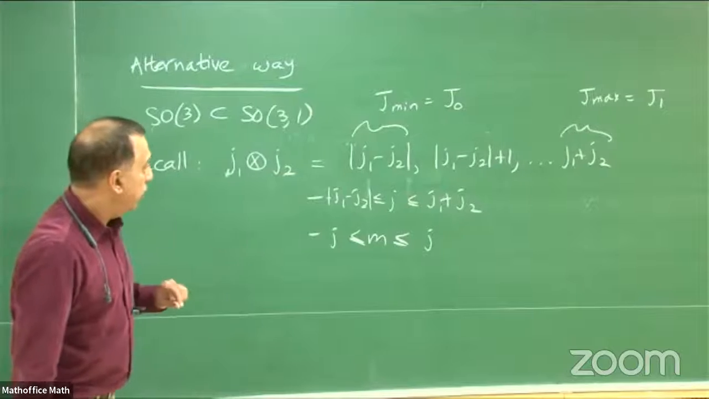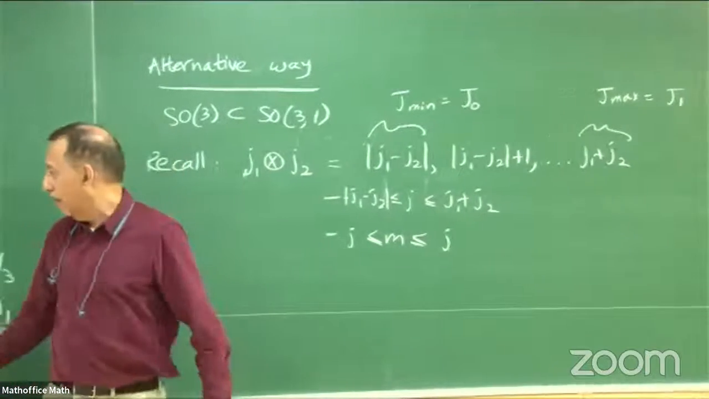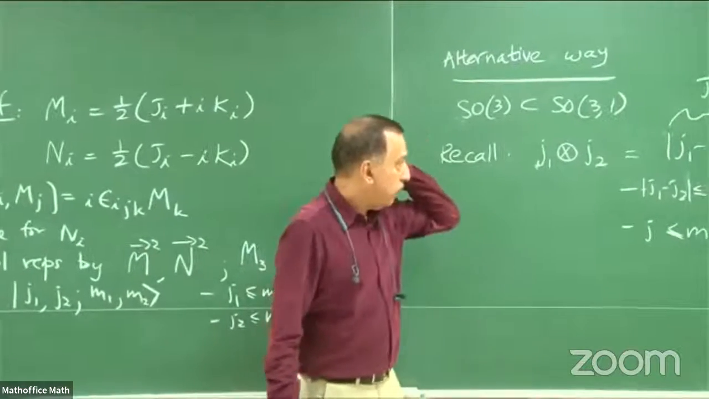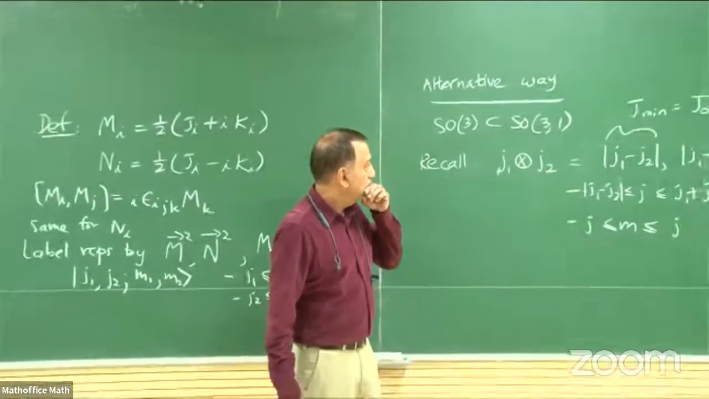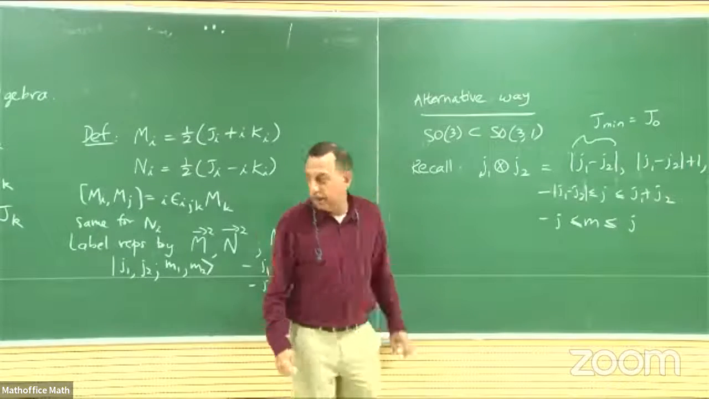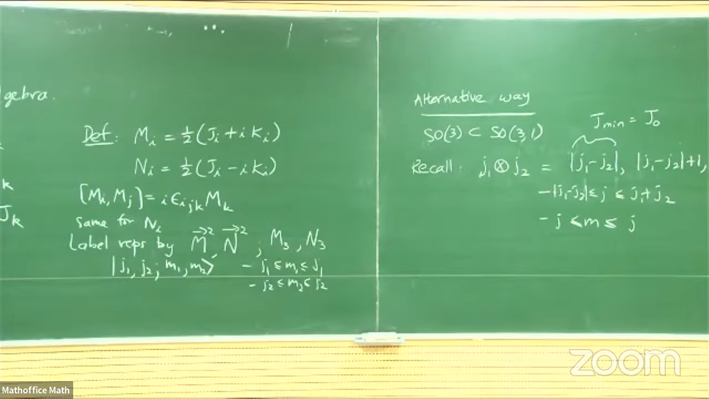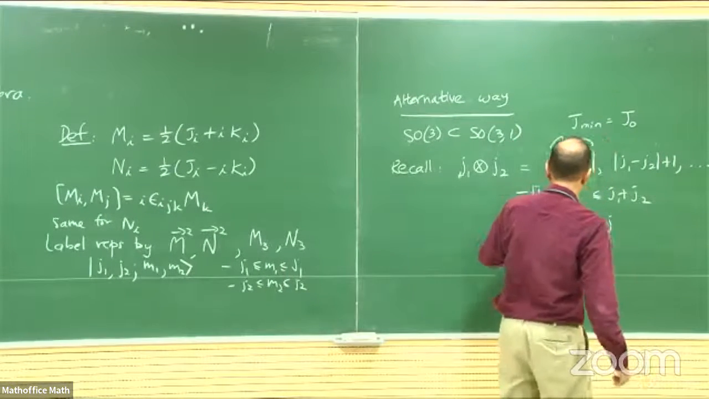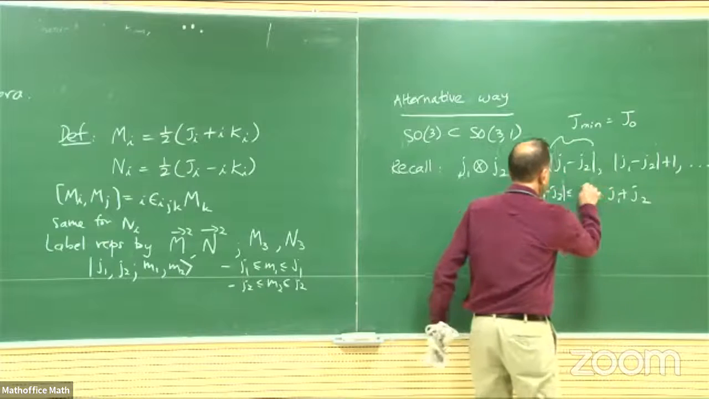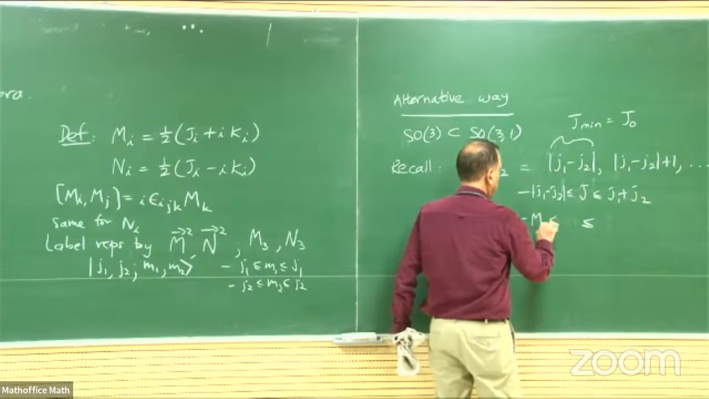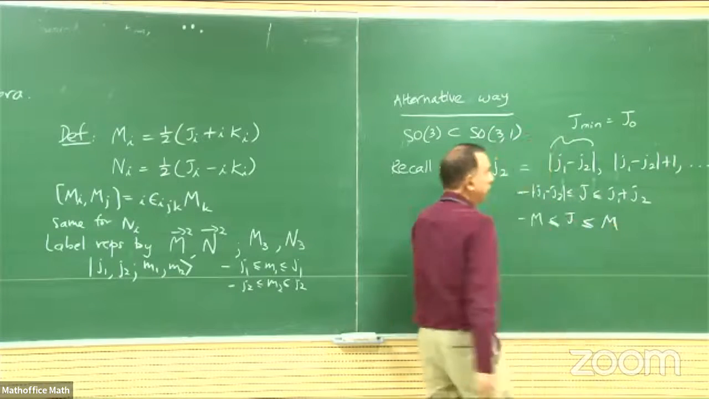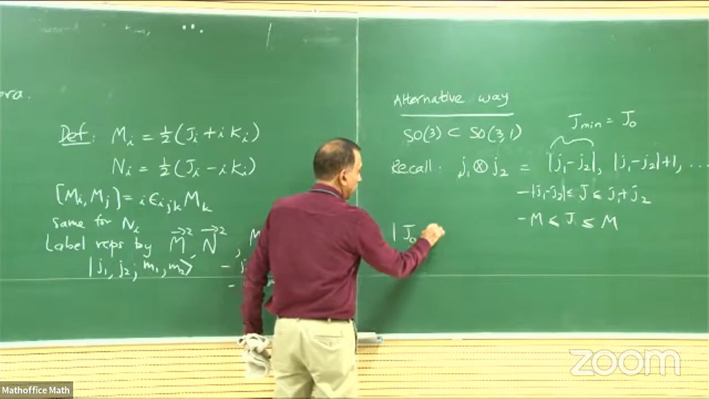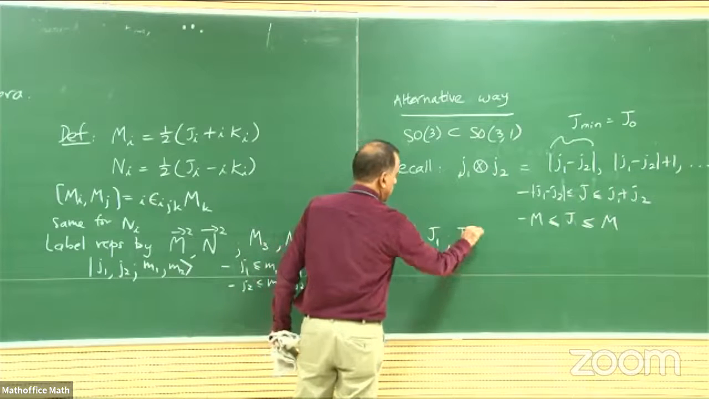Okay. So now what we are going to do is change from the labels J1, J2, M1, M2, where all the letters are small, to capital letters. So I should have taken all these to be capital. I'll just give it that name. Okay, and therefore my representation can now be labeled with J0, J1, J, and M.